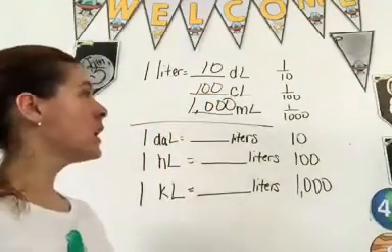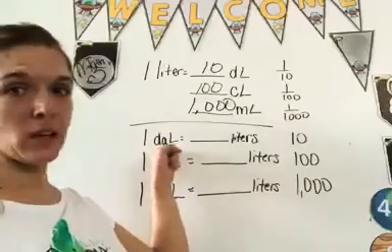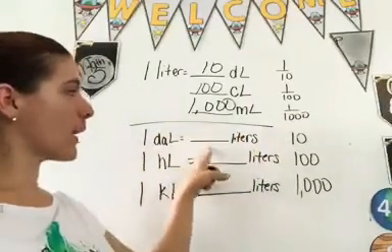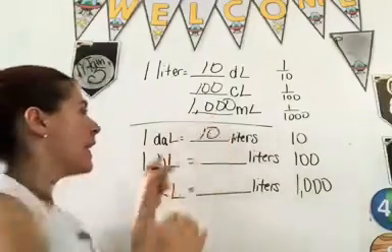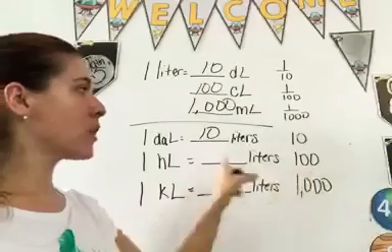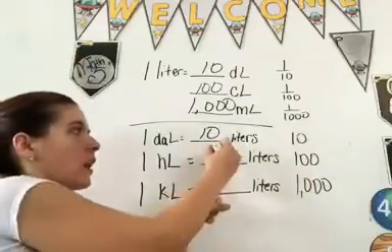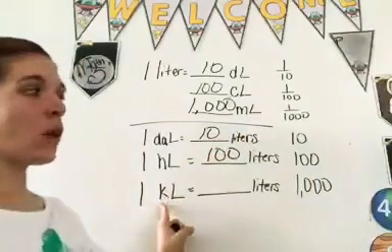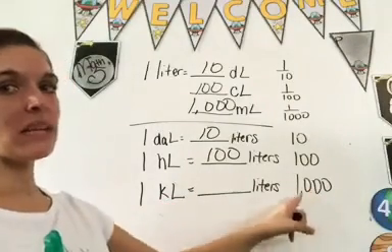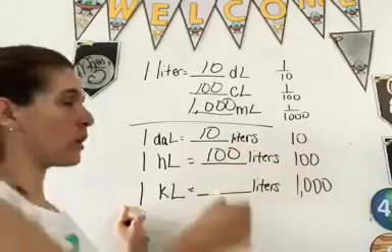Okay? Deca is bigger than a liter. Deca means what? 10. So in 1 dekaliter, there is what? 10 liters. Hecto is bigger than a liter. Hecto means 100. So how many liters are in a hectoliter? 100. Kilo is bigger than a liter. Kilo means 1,000. So how many liters are in a kiloliter?